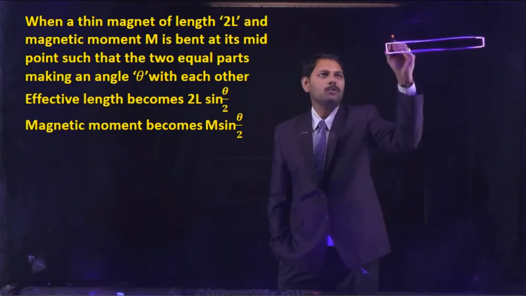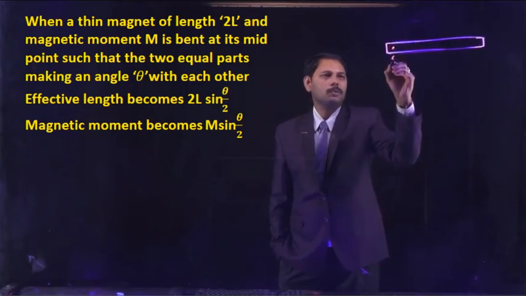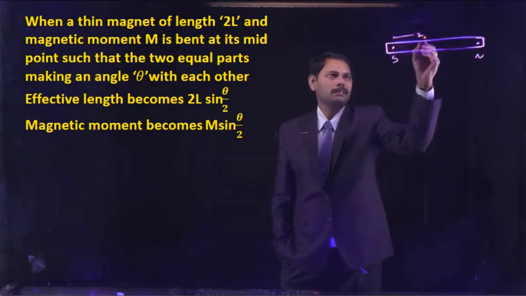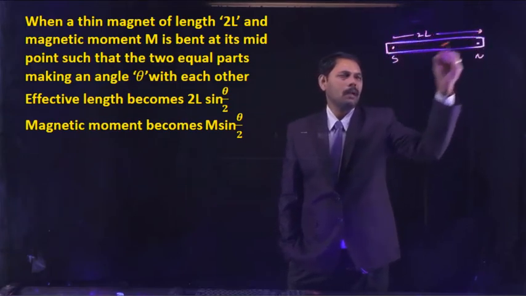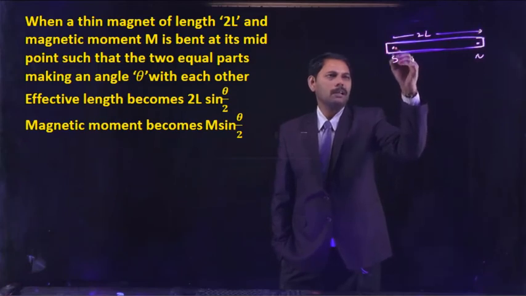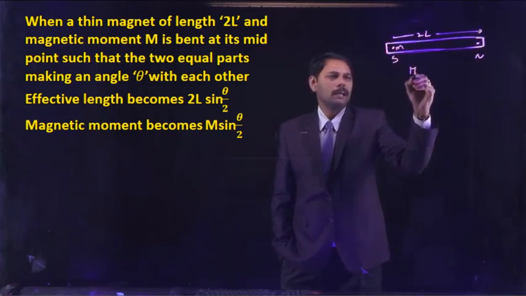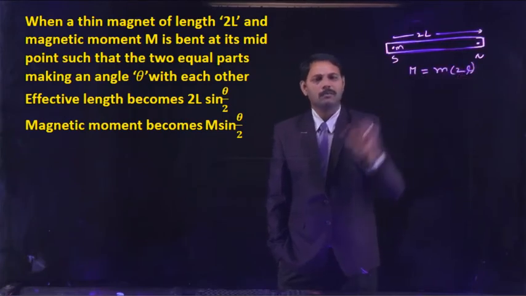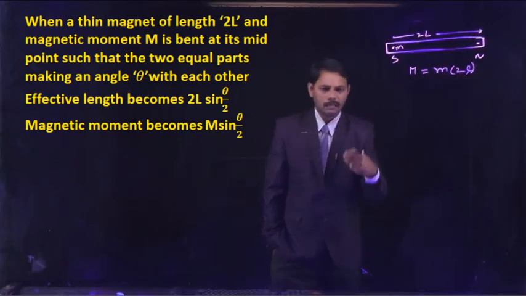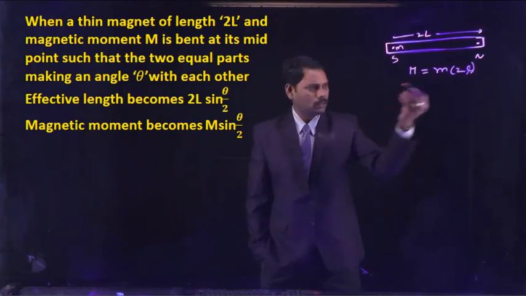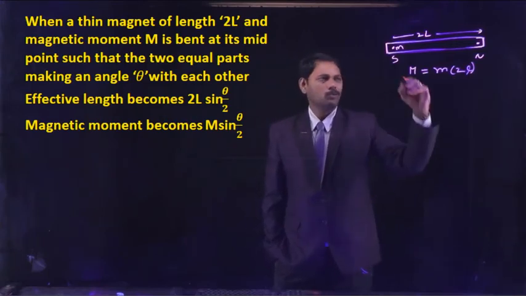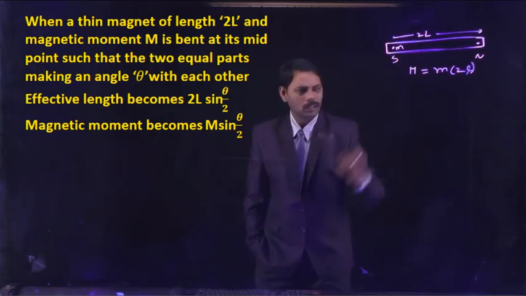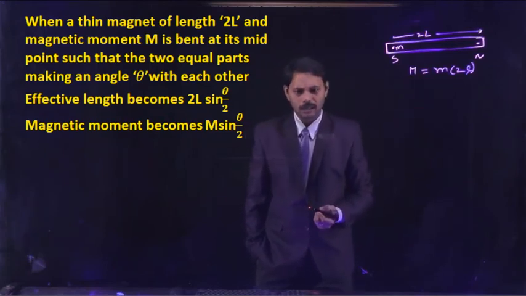Of magnetic moment m. Let this be the south pole and this the north pole. 2l is the length of the magnet, and m is the pole strength, so the magnetic moment of the bar magnet is small m into 2l. This is the very well known formula. In every part of our discussion today we are using the same expression. The magnetic moment of a given bar magnet is pole strength into length of magnet, so small m into 2l.